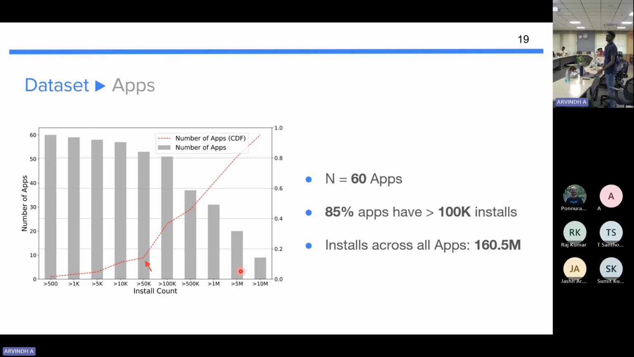So, we start with collecting our data set. To converge on an initial set, we use various popular metrics like the ratio of 5-star ratings to 1-star ratings and a couple of other metrics to converge on a seed set. Once we have the seed set, we manually go through them and select 60 apps.